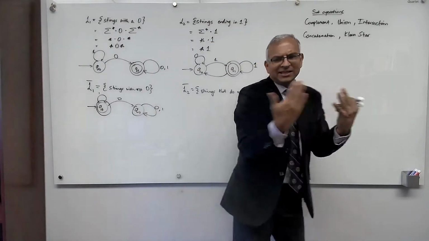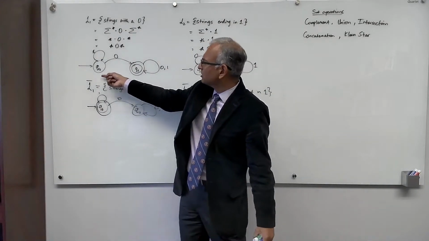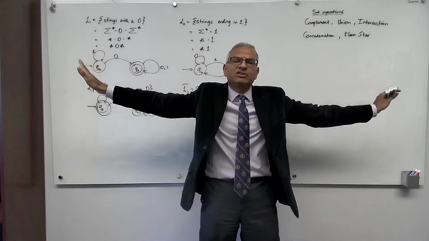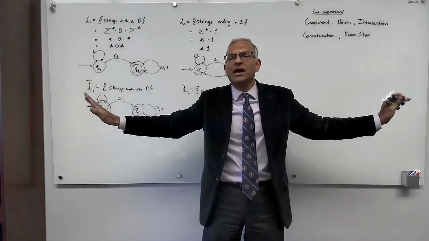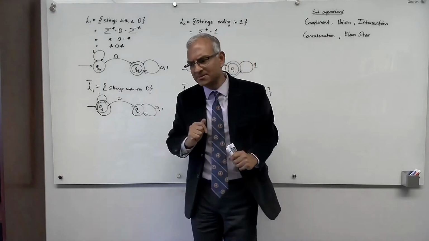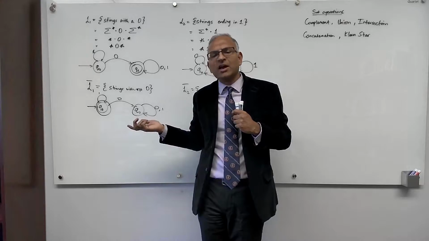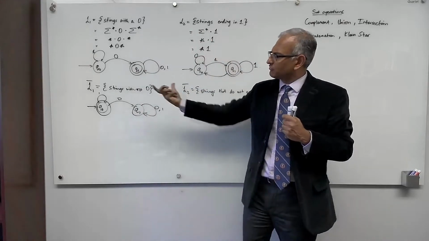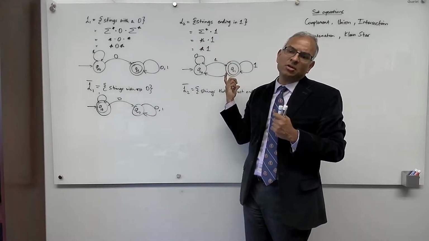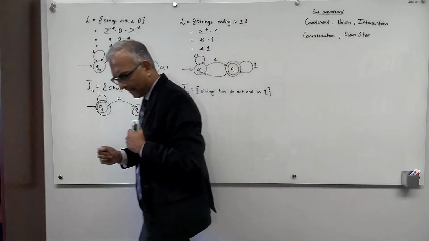So if you give me any language and you show me a machine that solves that language, I can solve the complement with almost no effort. I just flip the yes and no states. So if a problem can be solved by a finite automaton, the complement can be solved.